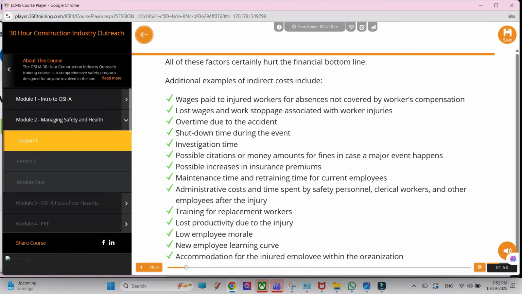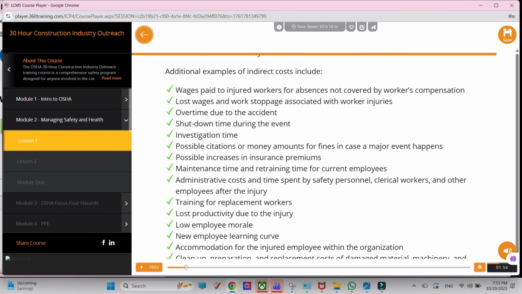Wages paid to injured workers for absences not covered by workers' compensation. Lost wages and work stoppage associated with worker injuries. Overtime due to the accident. Shutdown time during the event. Investigation time. Possible citations or money amounts for fines in case a major event happens. Possible increases in insurance premiums. Maintenance time and retraining time for current employees.